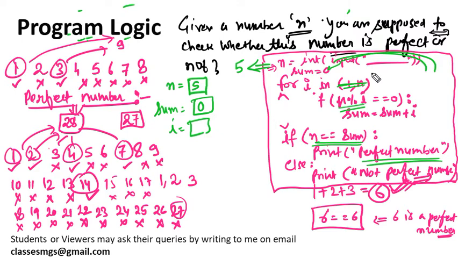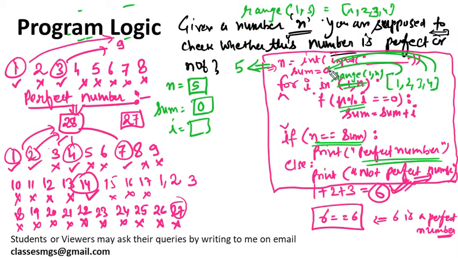So the n value will become 5, sum value will be 0. This is the range function, so range(1, n), range(1, 5) will return a list 1 2 3 4, up to n minus 1. So 1 2 3 4 will come here. First time i value will become 1. So 5 % 1 equals 0, yes true, so the sum value will become 0 plus 1, so it will become 1.